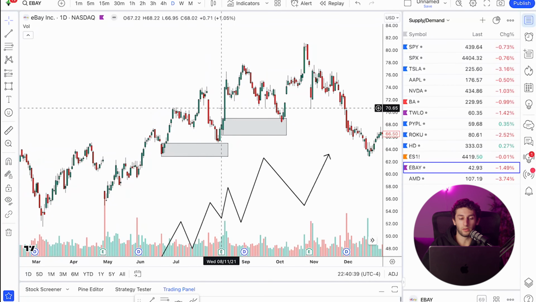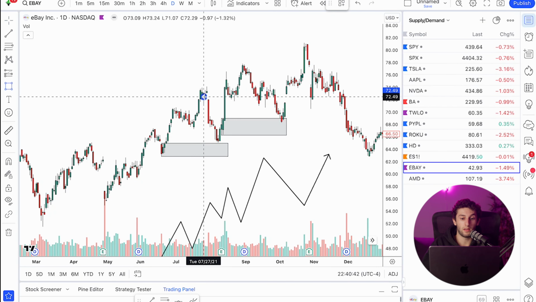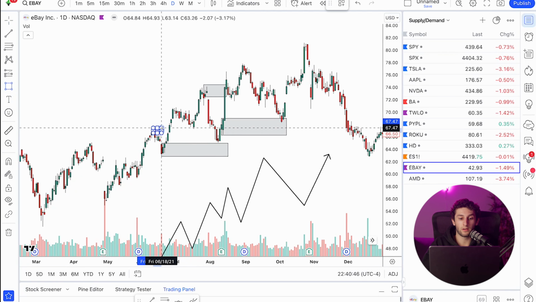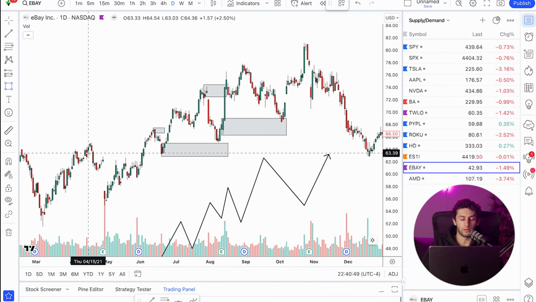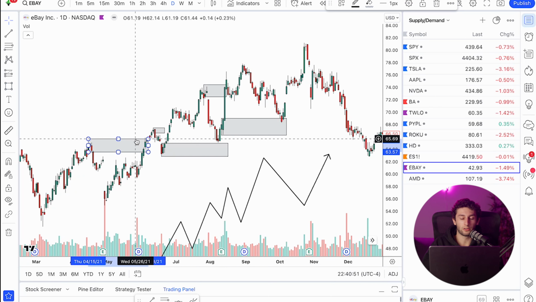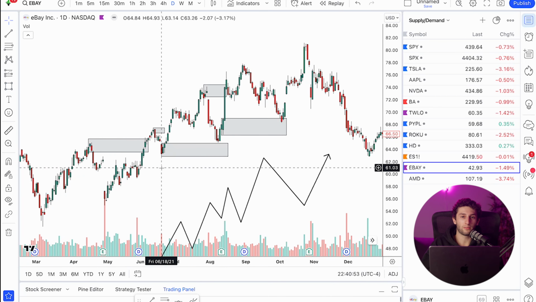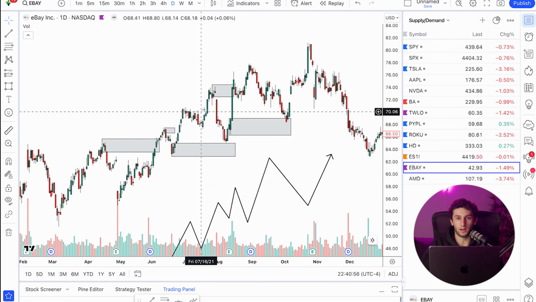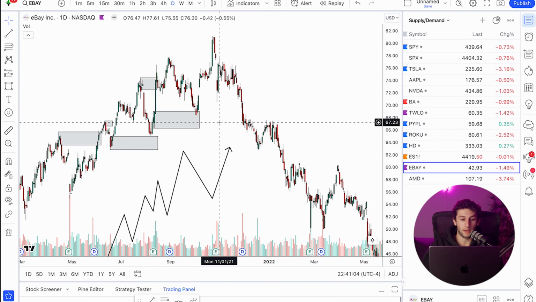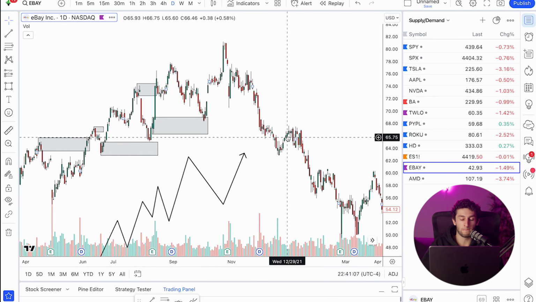If I show you this uptrend on eBay, I can show you a few other supply zones right here, another one right here. I can show you another one right around here. And you can see price just goes right through it. And the reasoning for that is that price is still in an uptrend, right? So it makes the most sense that you only want to be buying demand zones in an uptrend and shorting in a downtrend.